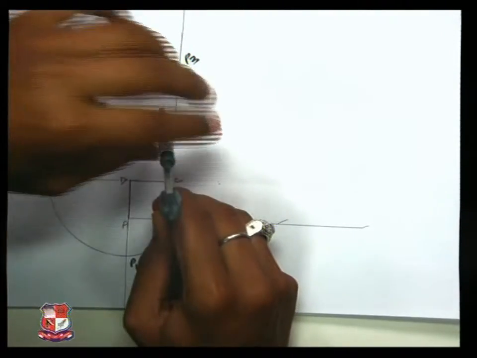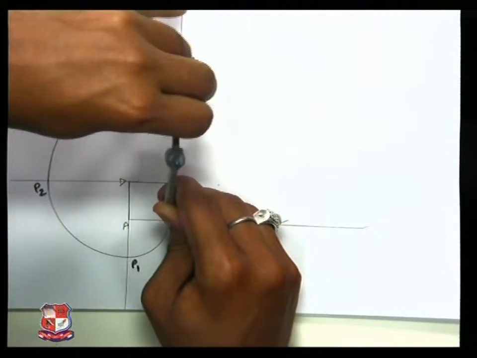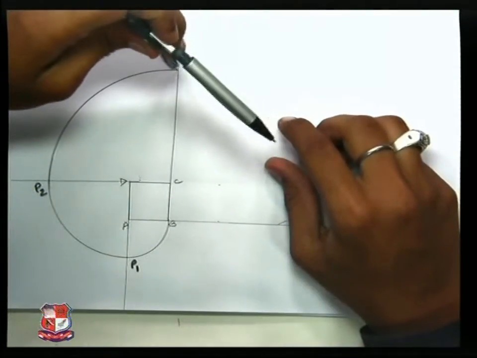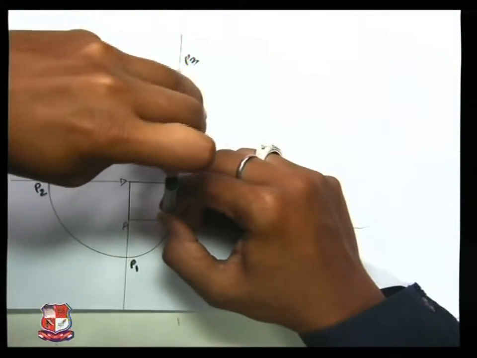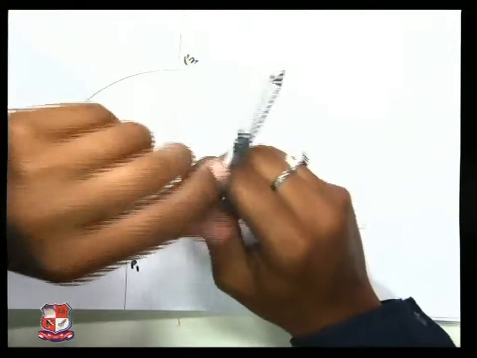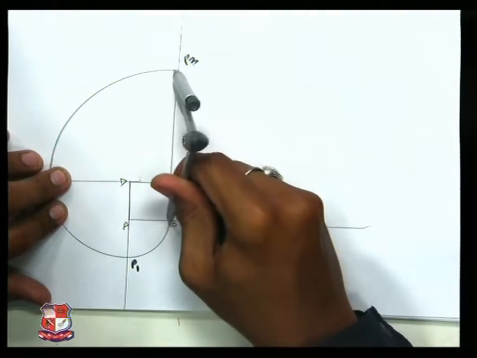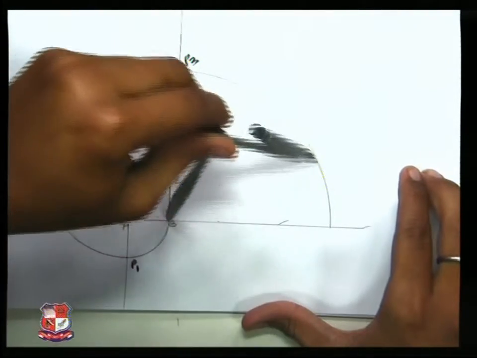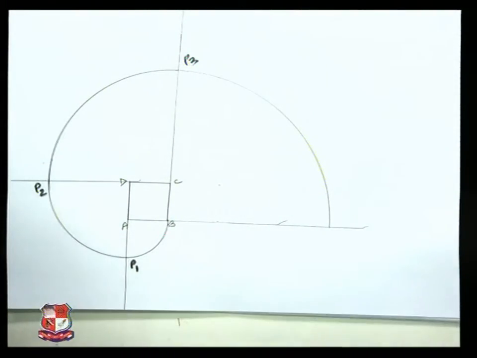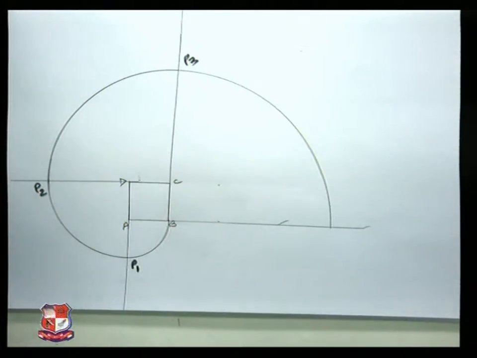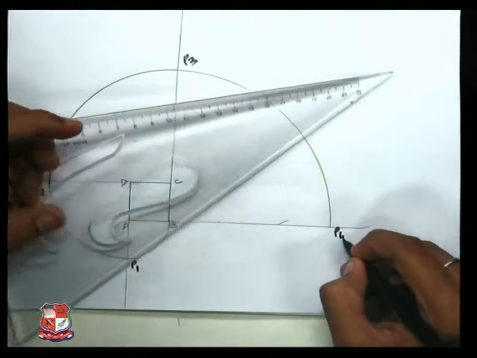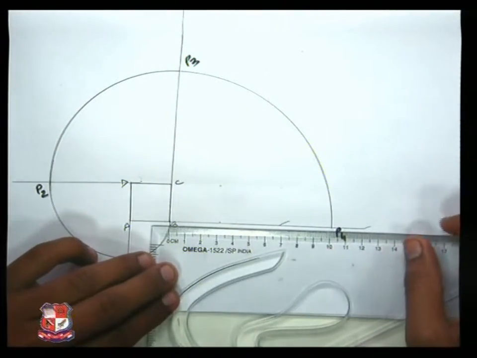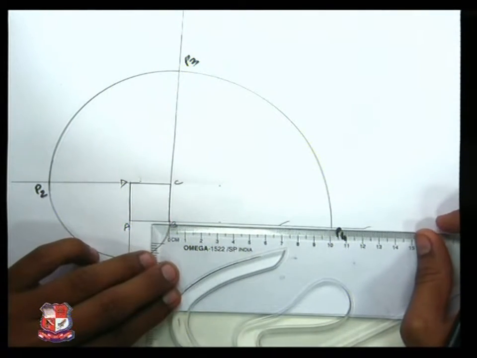Take B as center, BP3 as radius, and draw a continuous arc till it reaches the line. The point we got is called P4, and when you measure this BP4 length, it would be exactly 100 mm.